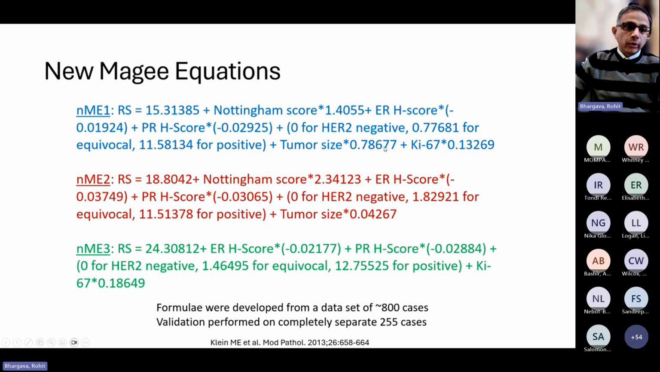Equation 1 had all the variables. Equation 2 had all the variables except the Ki67. And equation 3 only had the ER H score, PR H score, HER2 status, and the Ki67. And these were developed, as I mentioned, from a data set of over 800 cases, and validation was performed on a separate set of 255 cases.